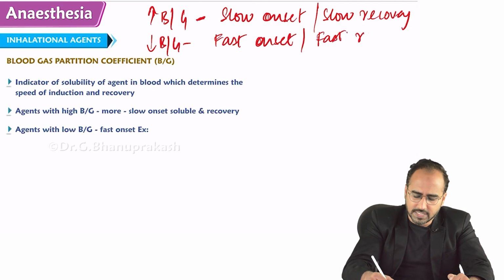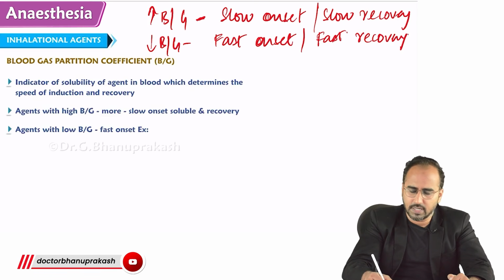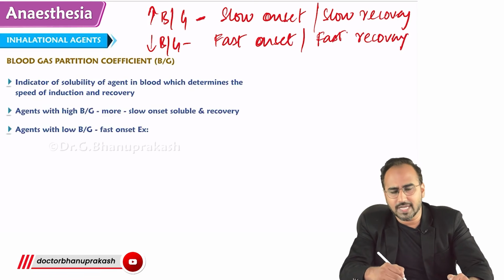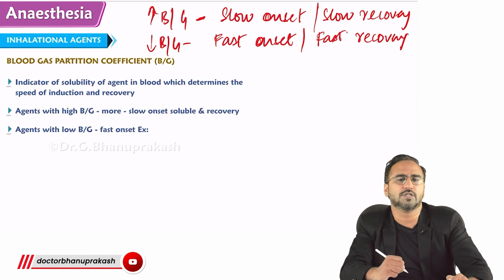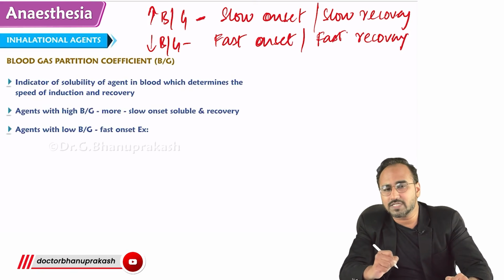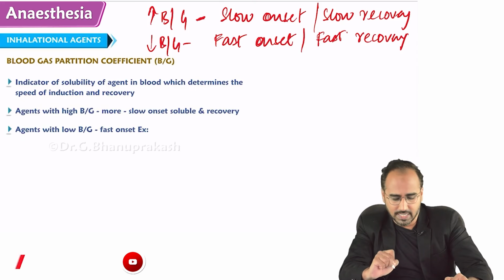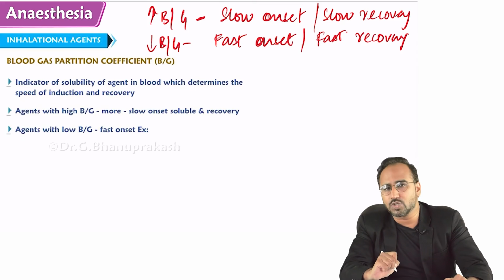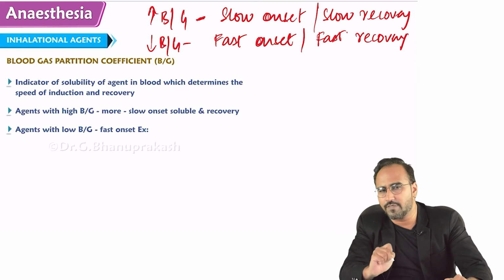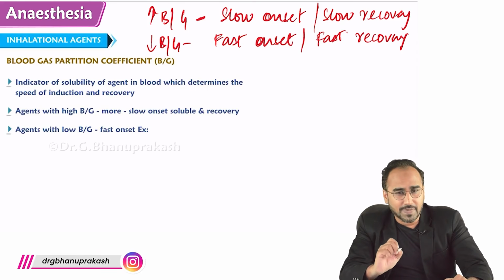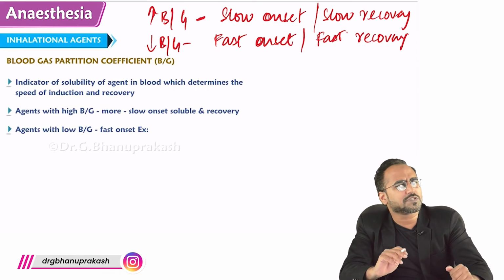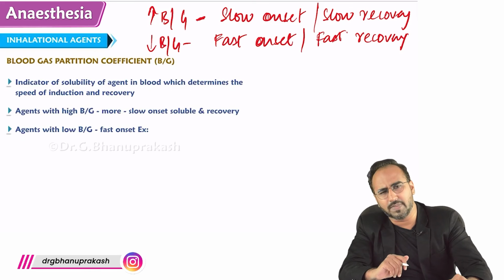Fast onset and fast recovery. Any agent that is having high blood gas will be slow onset and slow recovery, whereas low blood gas will be fast onset and fast recovery, right? So blood gas partition coefficient we are discussing. Blood gas partition coefficient is an indicator of solubility of inhalational agent into the blood.